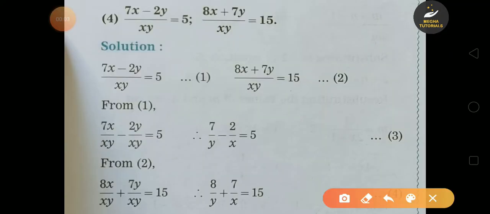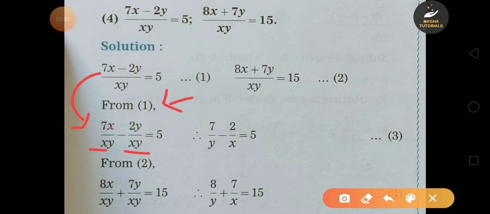Question 4. 7x minus 2y upon xy is equal to 5 and 8x plus 7y upon xy is equal to 15. Equation 1 and 2. These equations are not in the standard form, so we need to bring them in the standard form. अभी ये सिचुएशन में आप डायरेक्टली 1 अपॉन एक्स वाई को रिप्लेस नहीं कर सकते हैं, आपको थोड़ा डिफरेंट थिंकिंग करना पड़ेगा. So from equation 1, now check equation 1, xy is common denominator, so we will separate it. So what we will get, 7x upon xy minus sign as it is and 2y upon xy is equal to 5.